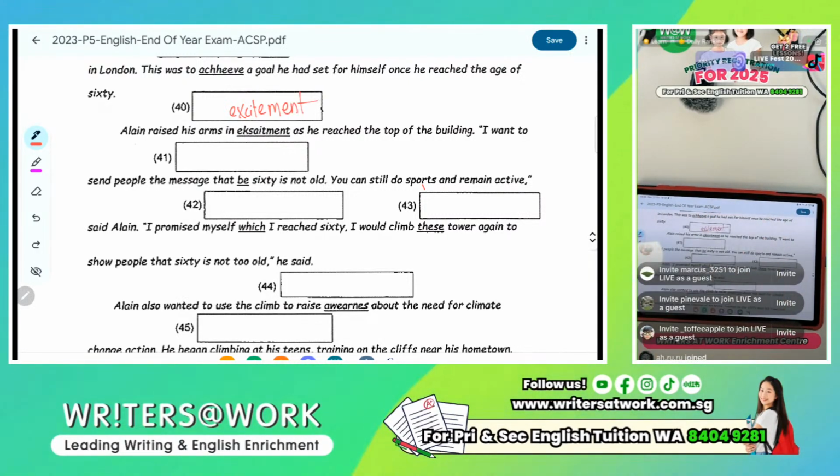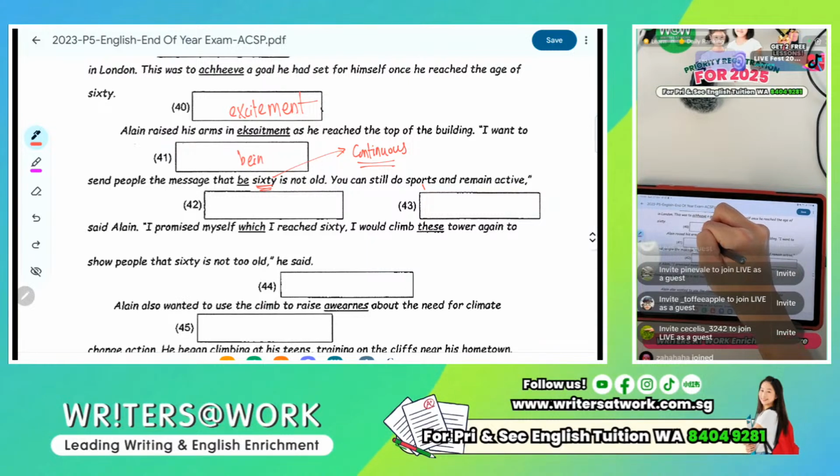As he reached the top of the building, I want to send people the message that 60 is not old. So we're looking at how this person is aging now. So it's a continuous action. So instead of be 60, he is being 60. You can still do sports and remain active.